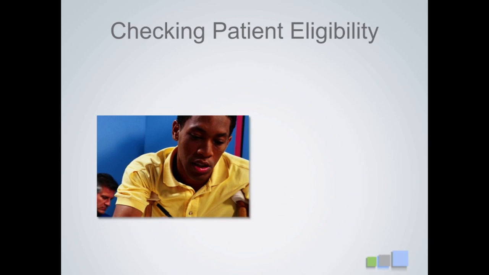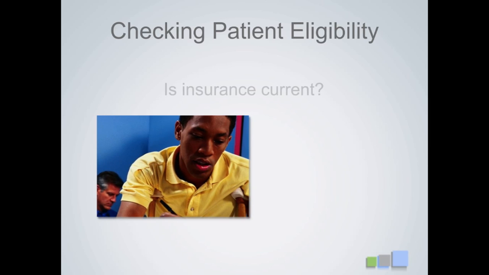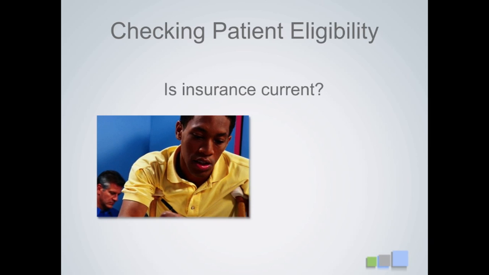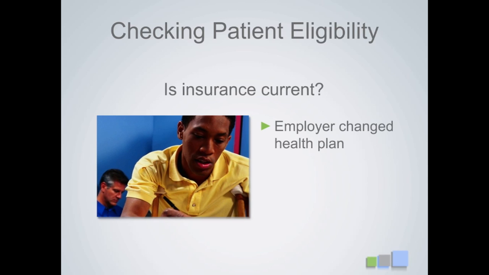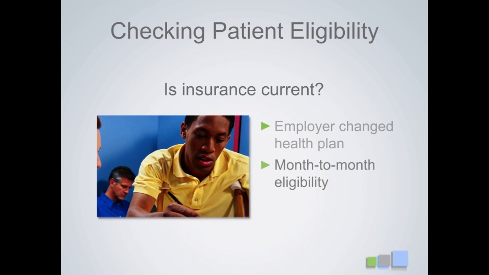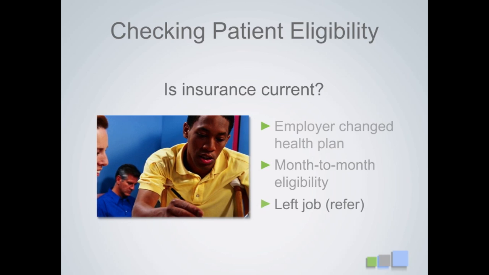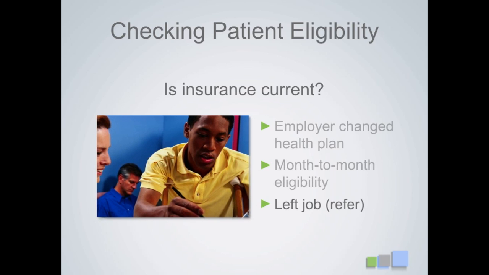When a patient comes to your local health department clinic with a health insurance card, it does not mean he is currently eligible or covered. Common reasons insurance may not be valid include the person's employer may have changed health plans or health insurance carriers, making the old plan and card obsolete. In addition, some employees have month-to-month eligibility depending on how many hours they have worked. An insurance policy may be terminated if the subscriber left his job.